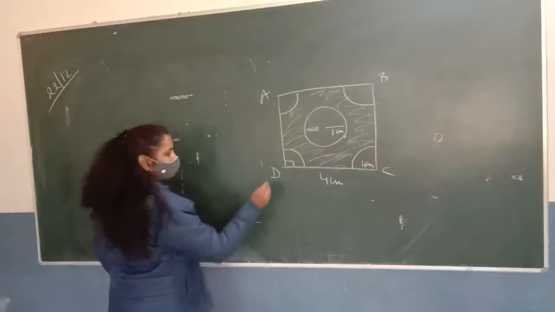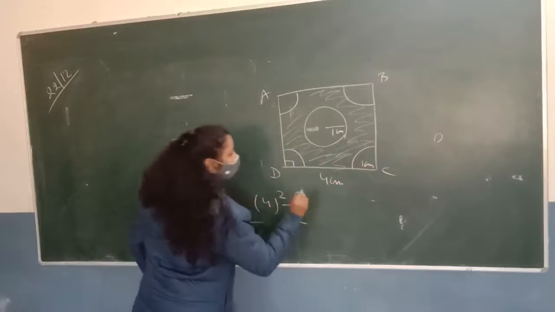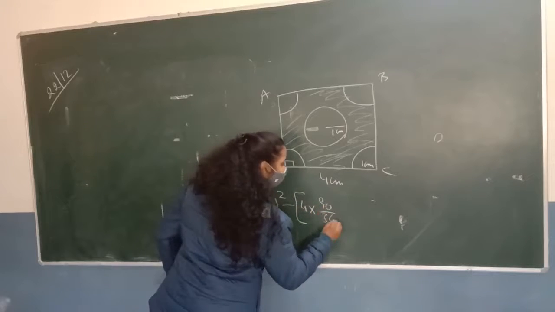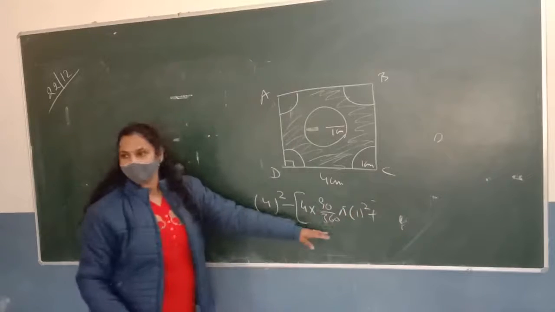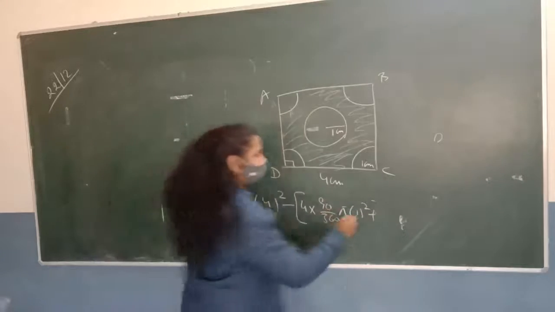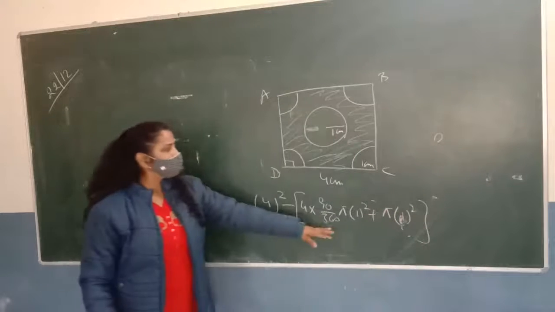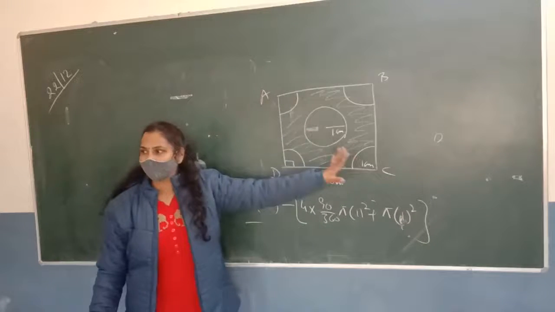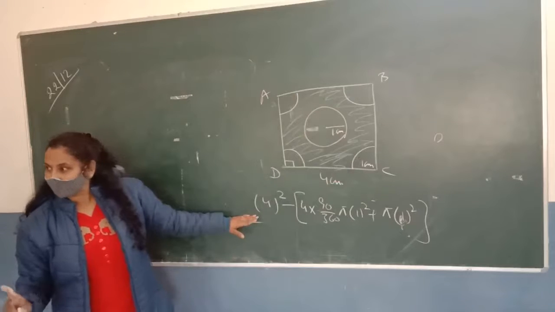So we can find area of the shaded portion, area of the square minus area of 4 sectors, that is 4 into 90 upon 360 pi r square, plus this is the area of the 4 sectors, and what is the area of the circle? This is pi r square. So we can subtract the area of circle and the 4 sectors to find the area of the shaded portion. Can you do yourself?